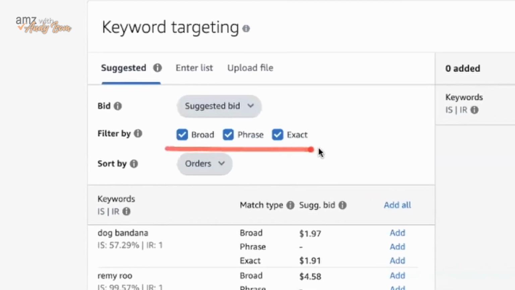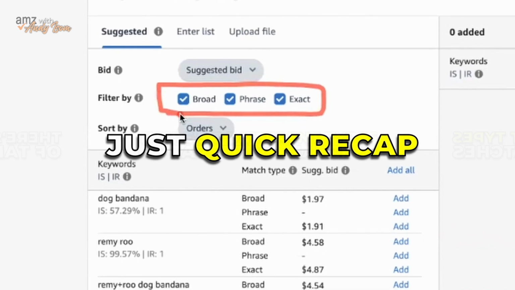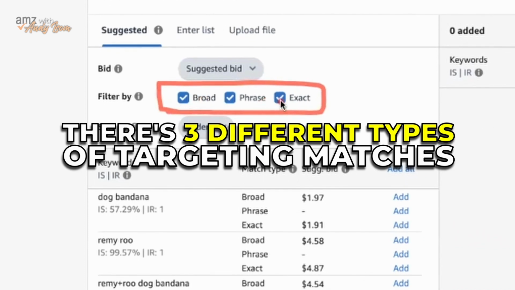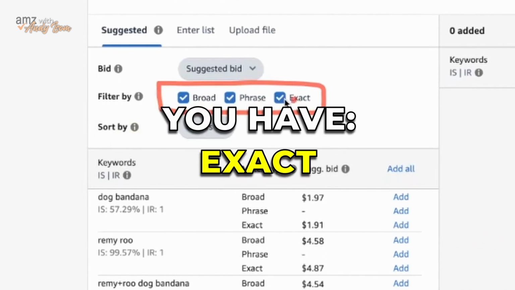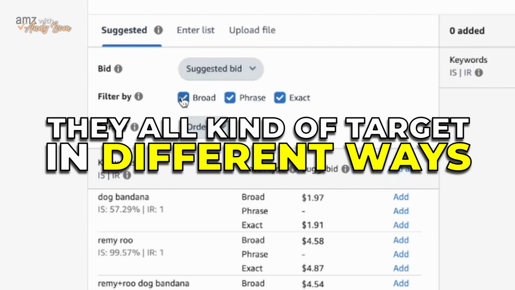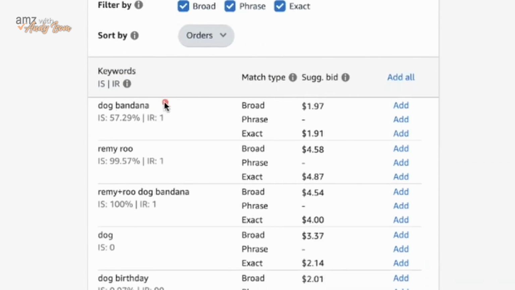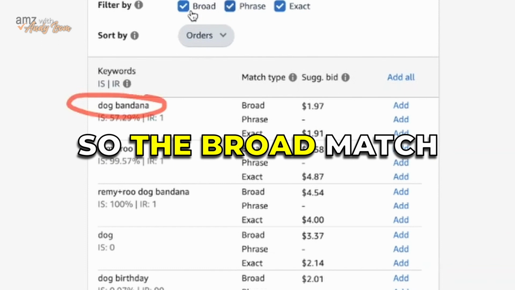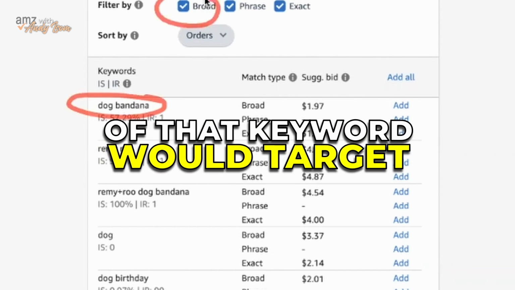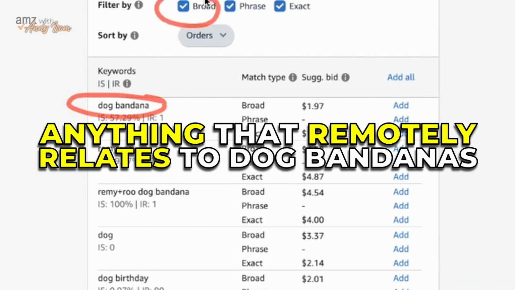We've talked about this, and this is in the program as well, but just a quick recap. There are 3 different types of targeting matches. You have broad, phrase, and exact, and they all target in different ways, right? So for the keyword, let's look at the keyword here, dog bandana. The broad match of that keyword would target anything that remotely relates to dog bandanas.